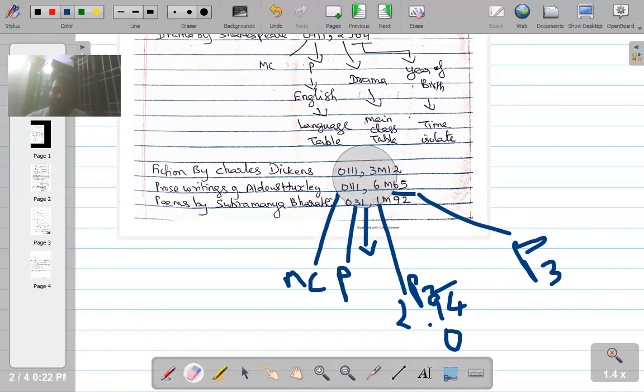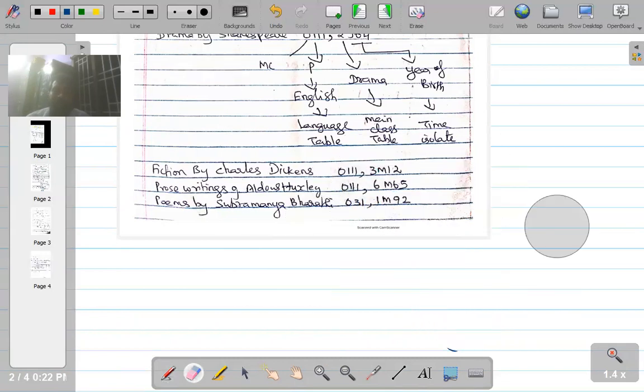Now let me go on to the last example here. Poems by Subramania Bharati. Subramania Bharati is a great Tamil poet, a revolutionary Tamil poet. So we take O as the main class. 3 stands for Tamil, it's Tamil literature. And 1 stands for poems, because we are talking about the poems by Subramania Bharati. Then M92 shows his year of birth. So main class, P, comma, P2 and P3.